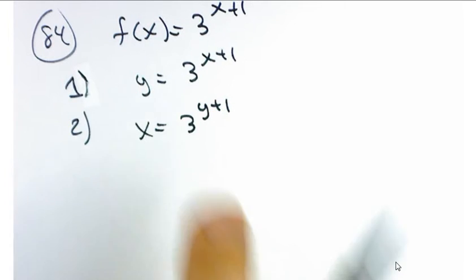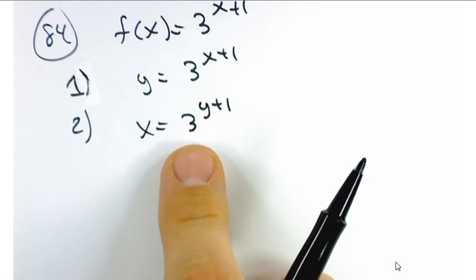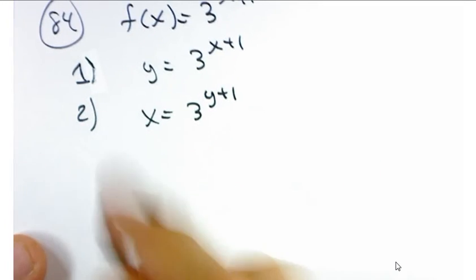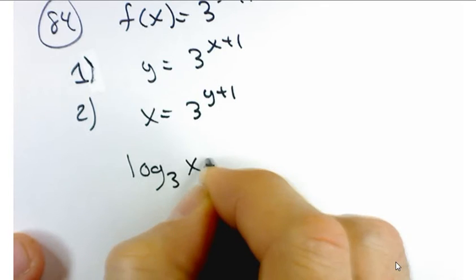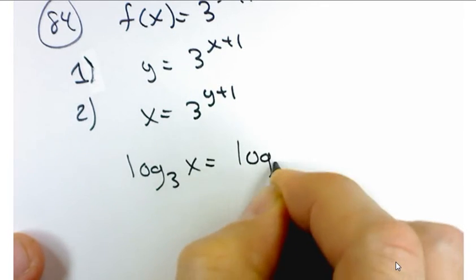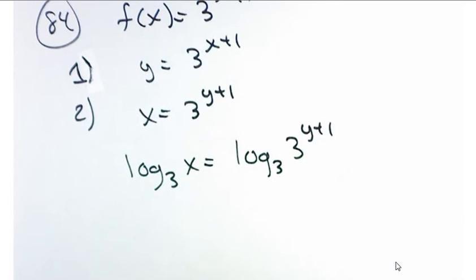Yeah, take the log. What base for the log do you think we should use? What would be convenient? I'd say base 3. Because base 3 is going to give some nice simplification on the right-hand side. So log base 3 of x equals log base 3 of 3 to the y plus 1. There's some nice simplification that's going to happen on the right-hand side.